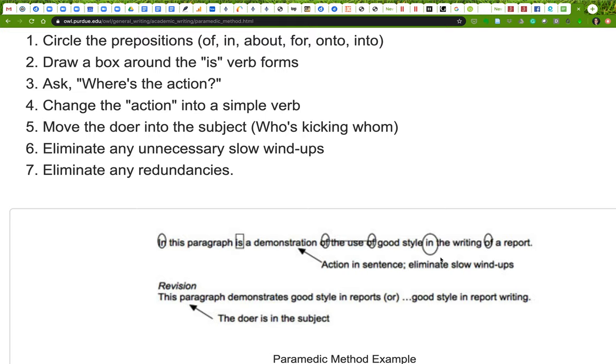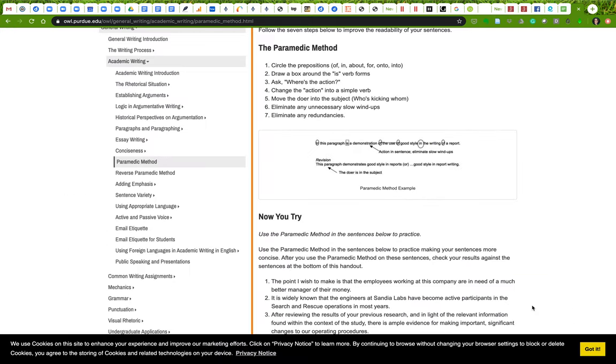Of the use of good style in the writing of a report. Well, you can really simply reduce that by saying, this paragraph demonstrates good style in reports, or good style in report writing, something like that. So that is the paramedic method in a nutshell.